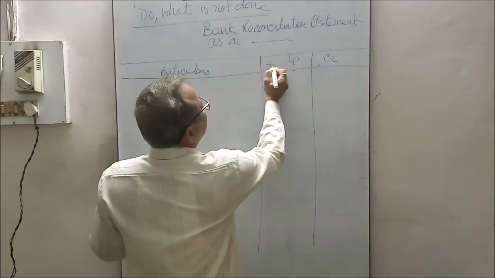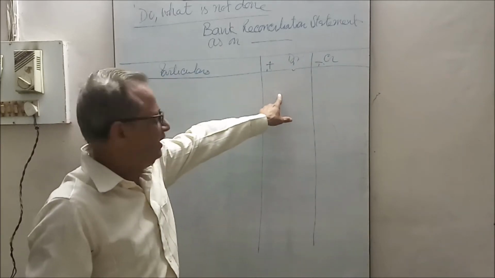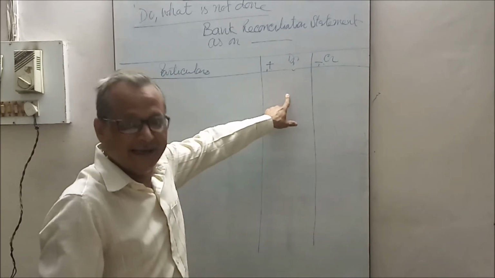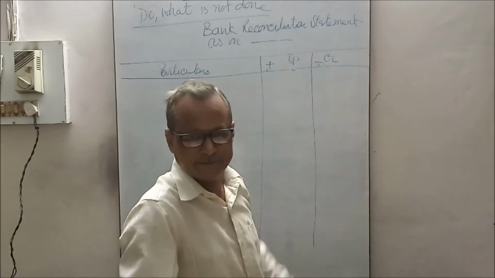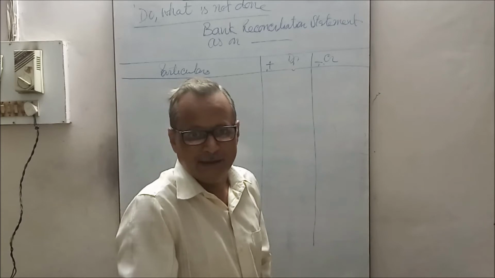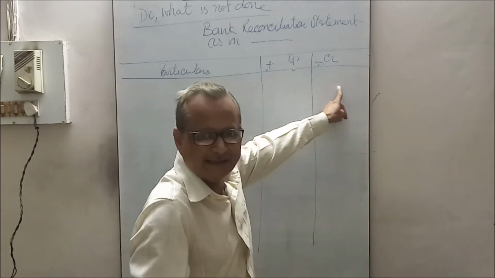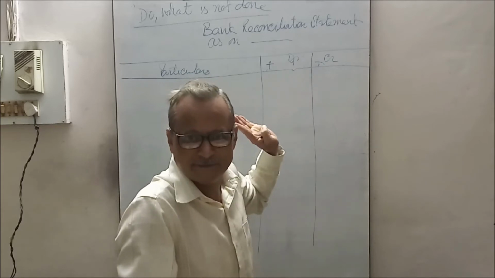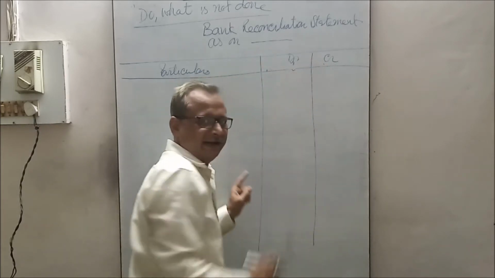We usually make plus and minus changes according to the situation. In the cash book, a debit balance is the plus balance and a credit balance is the minus balance. On the other hand, in the passbook, a credit balance is the plus balance and a debit balance is the minus balance. So I am not writing plus and minus over here. I will explain it later.